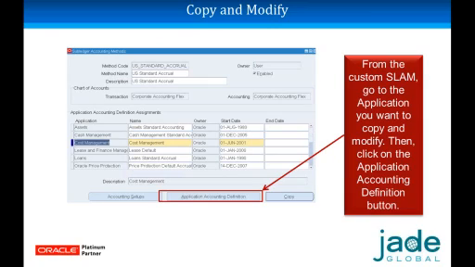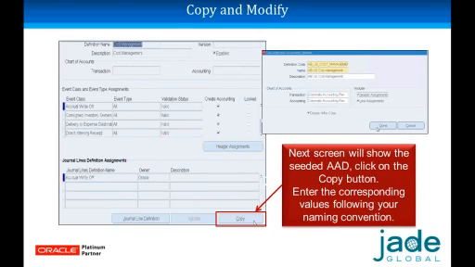Be sure that you don't click the copy button here on this form, because when you do that, you're actually copying the subledger accounting method. You have to go to the seeded AAD first for cost management. So you will have to click this application accounting definition button. Now you will see that you are in the cost management application accounting definition.